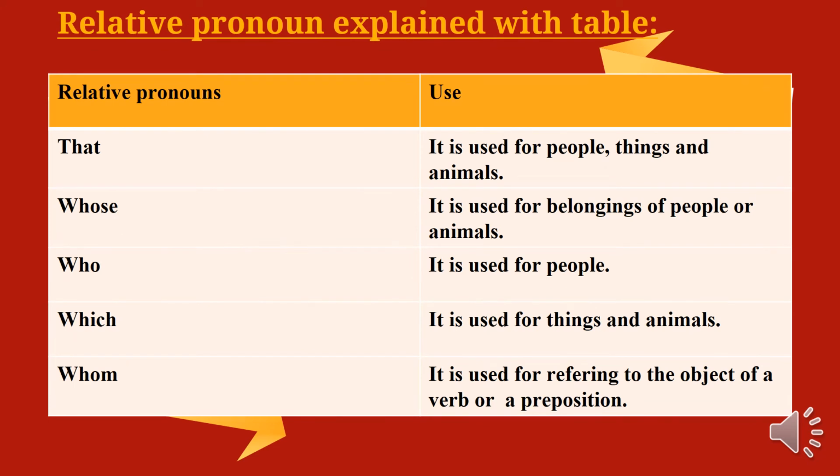Now let's understand relative pronouns with the help of a table. Relative pronouns include that, whose, who, which, and whom. That is used for people, things, and animals. Whose is used for belonging of people or animals. Who is used for people, which is used for things and animals. Whom is used for referring to the object of a verb or a preposition.